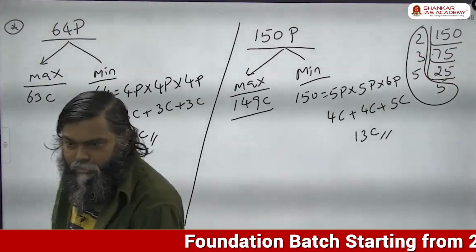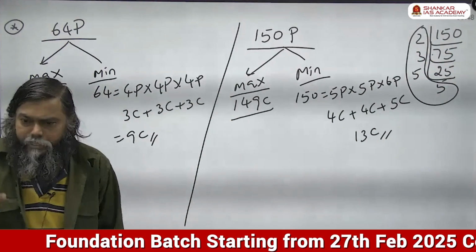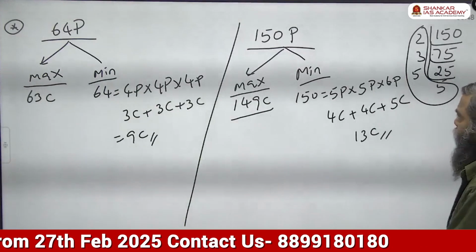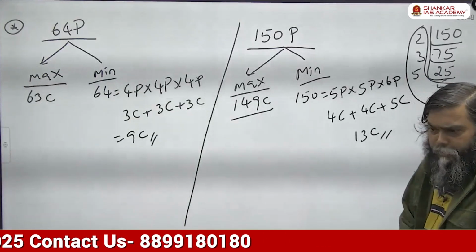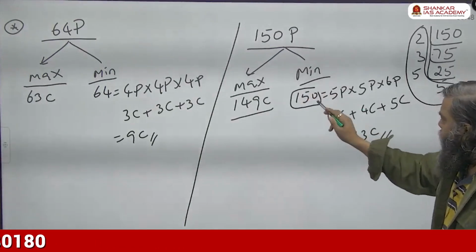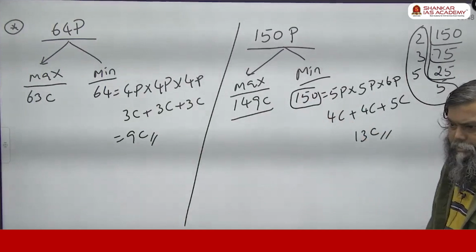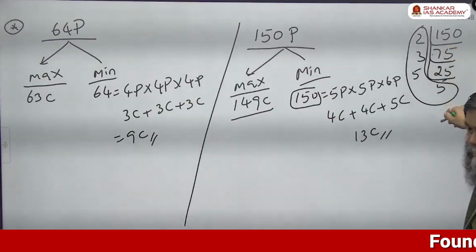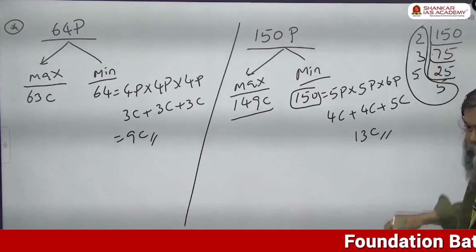What happened? What is the doubt? Tell me. I wrote wrongly. What is the doubt in minimum? You have 150 pieces, which means it is a product of 3 numbers. So what are those numbers? You factorize it. So 5 into 5 into 6.